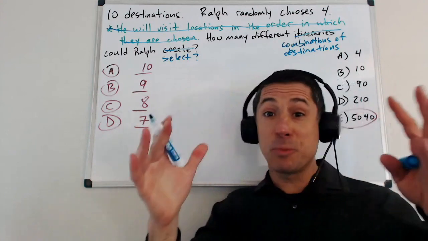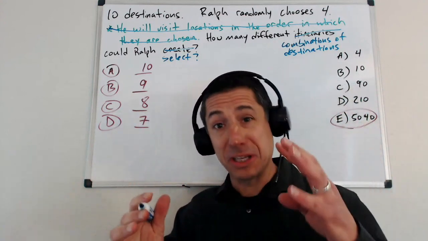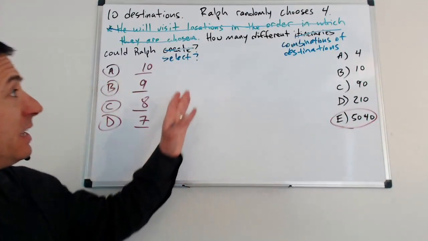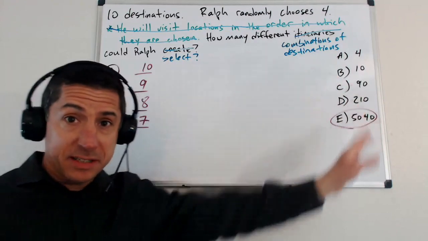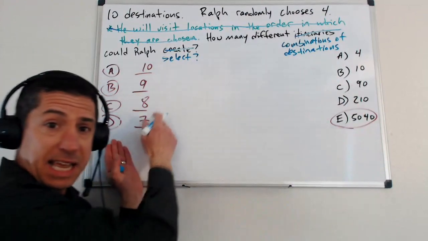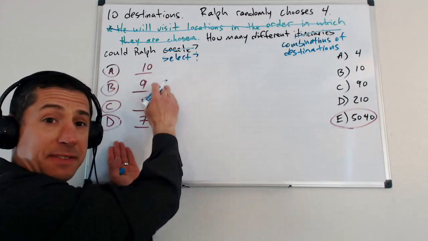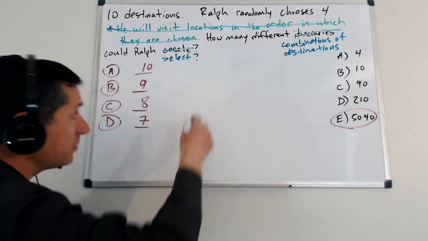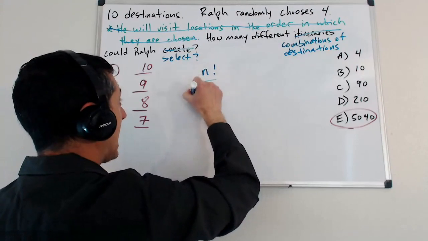Often on the GMAT, they'll even tell you in parentheses, order doesn't matter here. They'll give you some really, really sharp indication of it. So this is where we'd use the formula. So instead of using slots and saying there's 10 options for the first destination and then 9 for the second and then 8, instead we'll use this handy little guy.